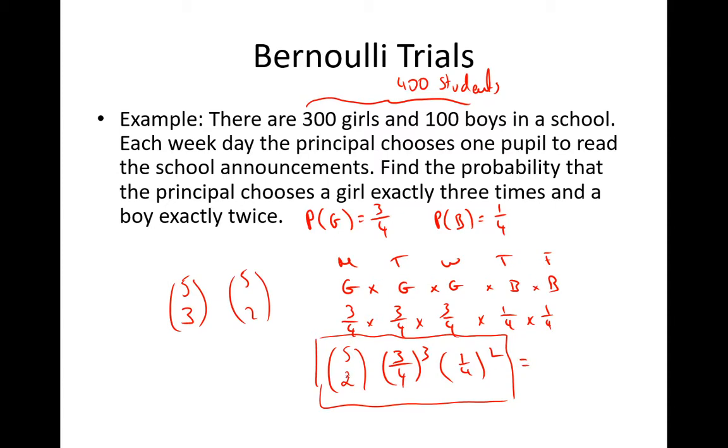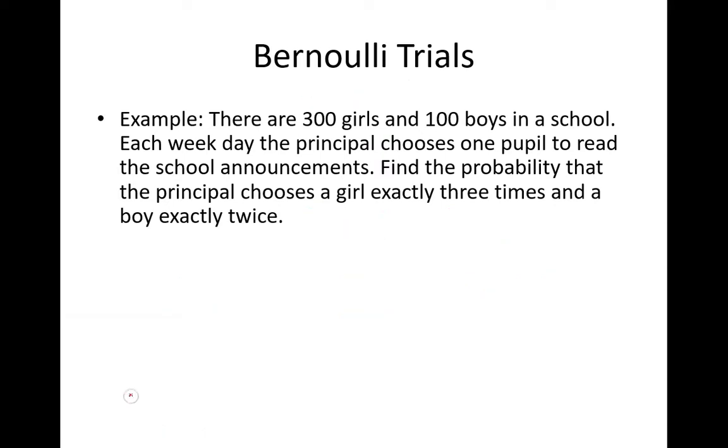Well, 5C2 is 5 by 4 over 1 by 2. That's 20 over 2, which is 10. 3/4 to the power of 3, that's easy. It's 27 over 64, not in your head. And then we've got a quarter squared, which is a 16th. And when we multiply those three together, we get 135 over 512, which in decimal form is 0.2636.